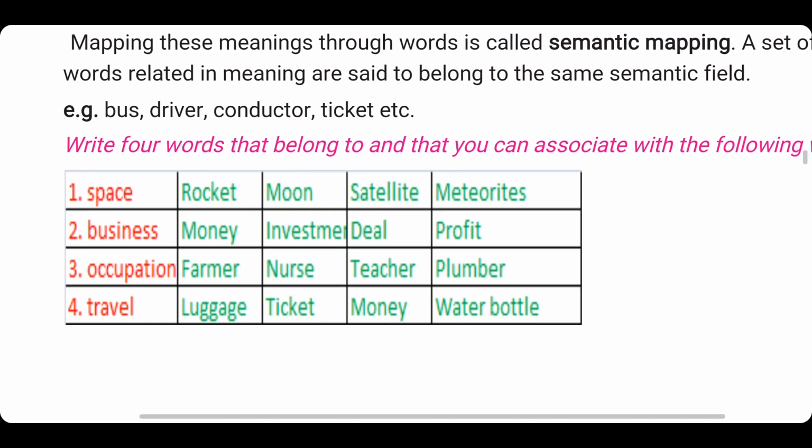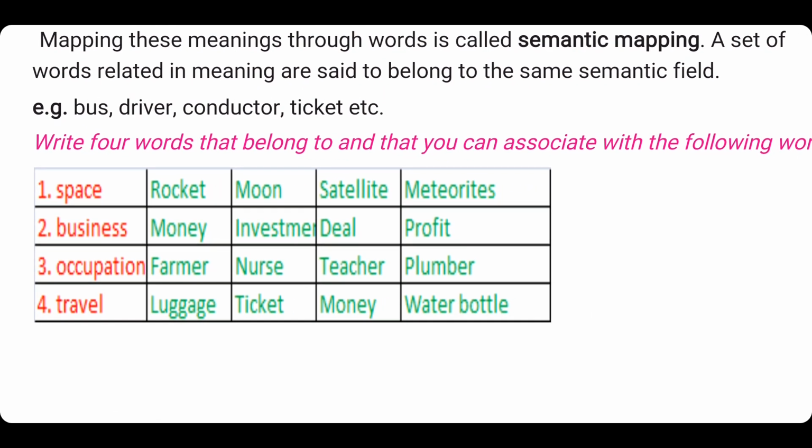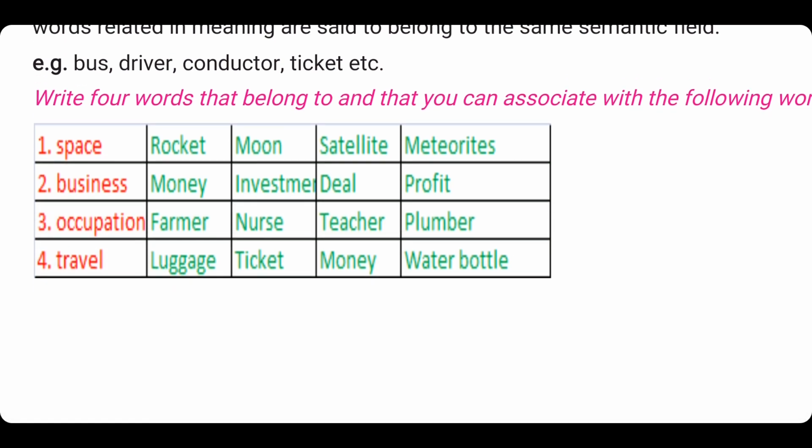Write 4 words that belong to and that you can associate with the following words. Here the first one is space. What can we relate with space? Yes, we can say space vehicle, rocket, moon, satellite, meteorites, asteroids, galaxy, and so on. Business. What are they related with business? Money, DD, investment, deal, profit, loss, transaction, bonds, and so on.